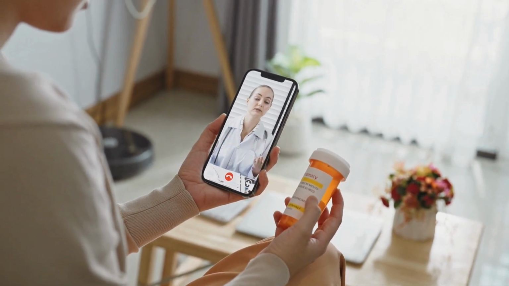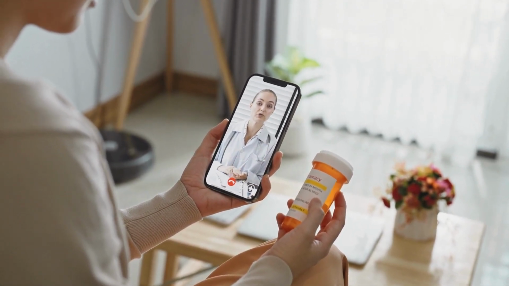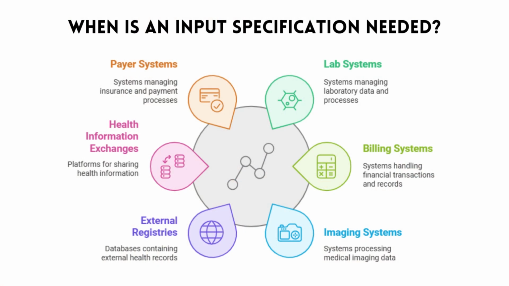Okay, so I'm starting to see how this all ties together. But in what specific situations are these input specifications absolutely essential? Well, they come into play whenever you need to connect different healthcare systems. For example, let's say a new imaging system is being installed at your local hospital. For that system to seamlessly integrate with the existing EHR, a detailed input specification is crucial. It ensures that patient information, imaging orders, and results are exchanged accurately and efficiently between the two systems.